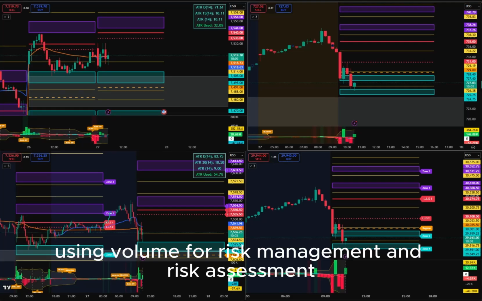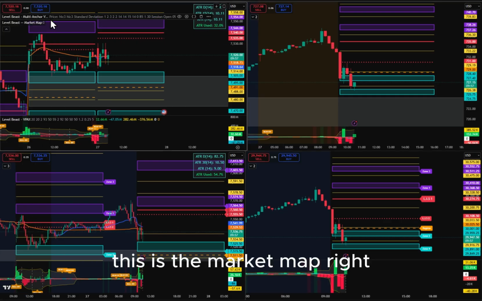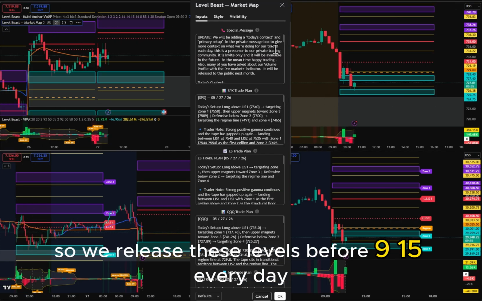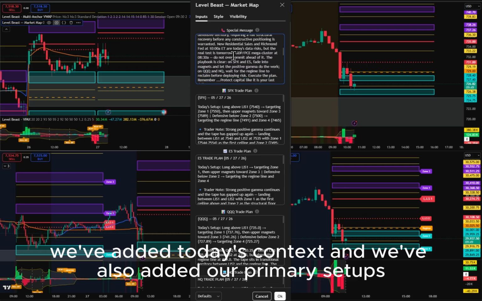Using volume for risk management and risk assessment. How do you do it? Level Beast indicator. This is the market map. We release these levels before 9:15 every day. We give you our trade plan, our context. We've added today's context, and we've also added our primary setups.